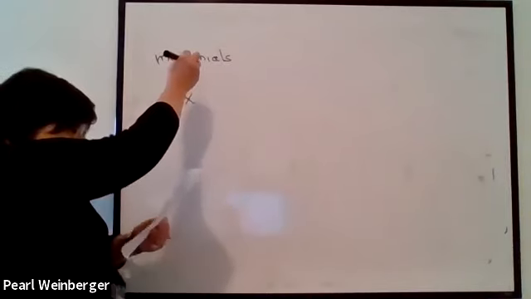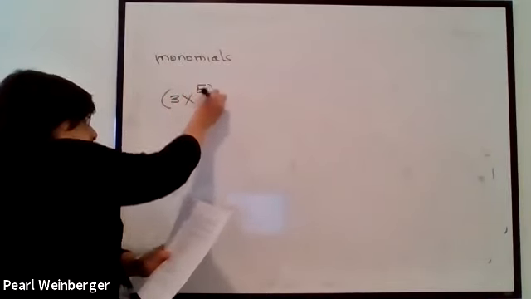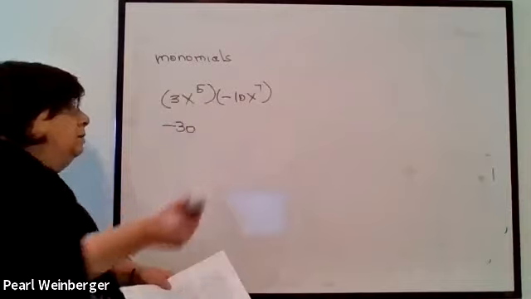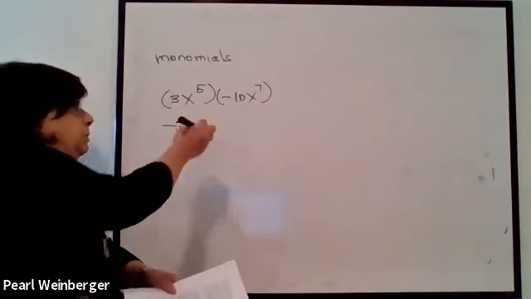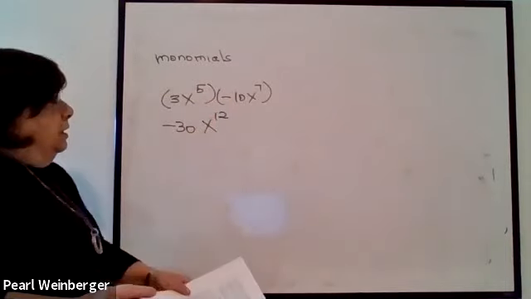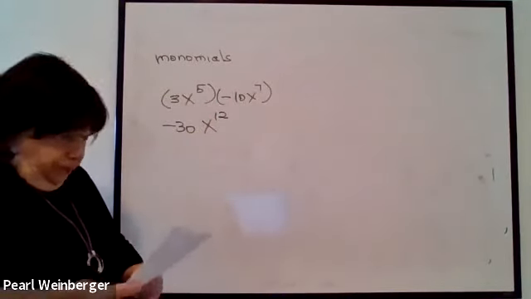3x fifth times negative 10x seventh. I mean, everybody will remember, we actually did mention this, that when we're multiplying monomials, we multiply the numbers in front, the coefficients. The 3 times a negative 10 would give us negative 30. And then we multiply the letters by adding their exponents, and that would give me negative 30 x to the 12th power.